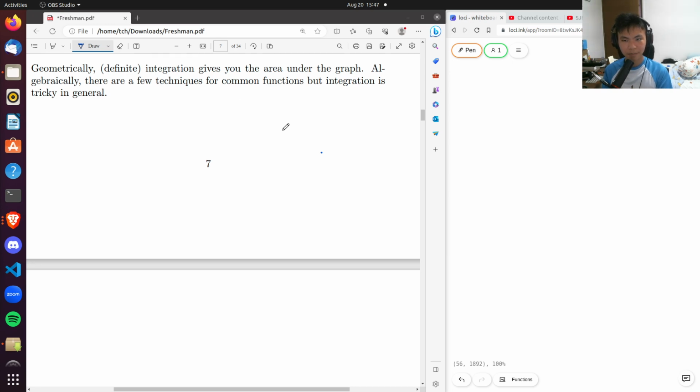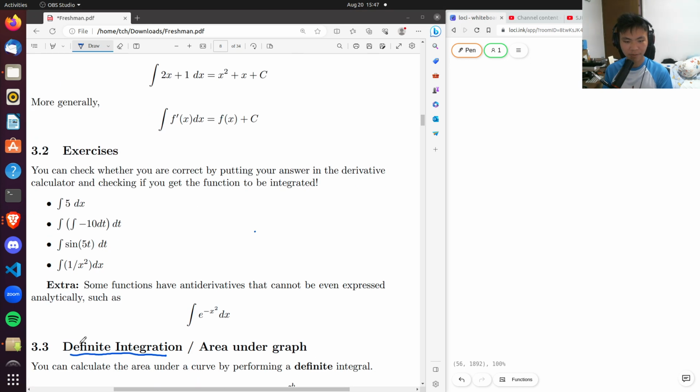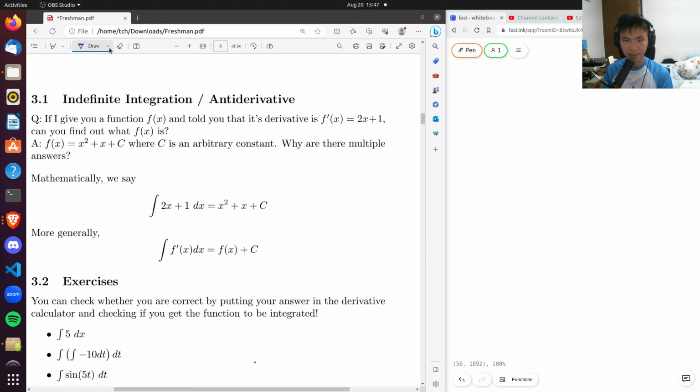So let's first talk about what indefinite integration is. Later on, we'll talk about definite integration, but first, we'll focus on indefinite integrals. Indefinite integrals are basically undoing the differentiation operation. So, for example, if I tell you that a function has derivative 2x plus 1, if I tell you the gradient of a function, can you figure out what the original function was?